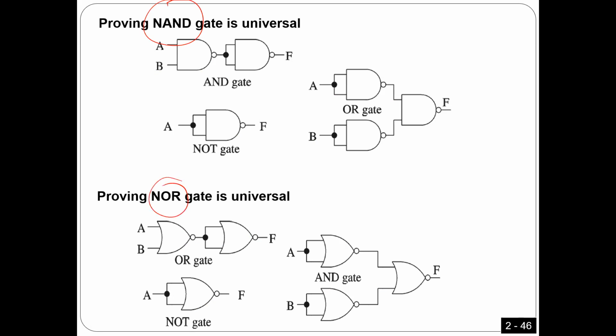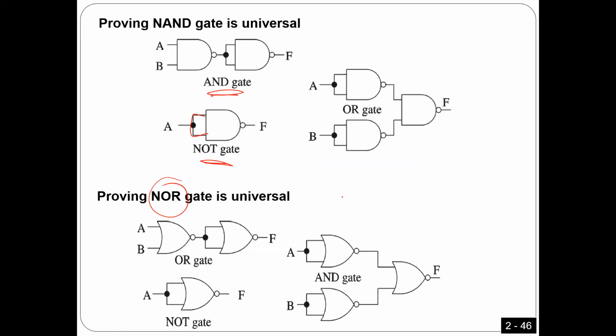Using NAND, we can create the three basic ones. So here you can see using NAND, I can make an AND gate. I can make an inverter, just tie the input this way, and the NAND becomes an inverter. Also, I can create an OR gate.